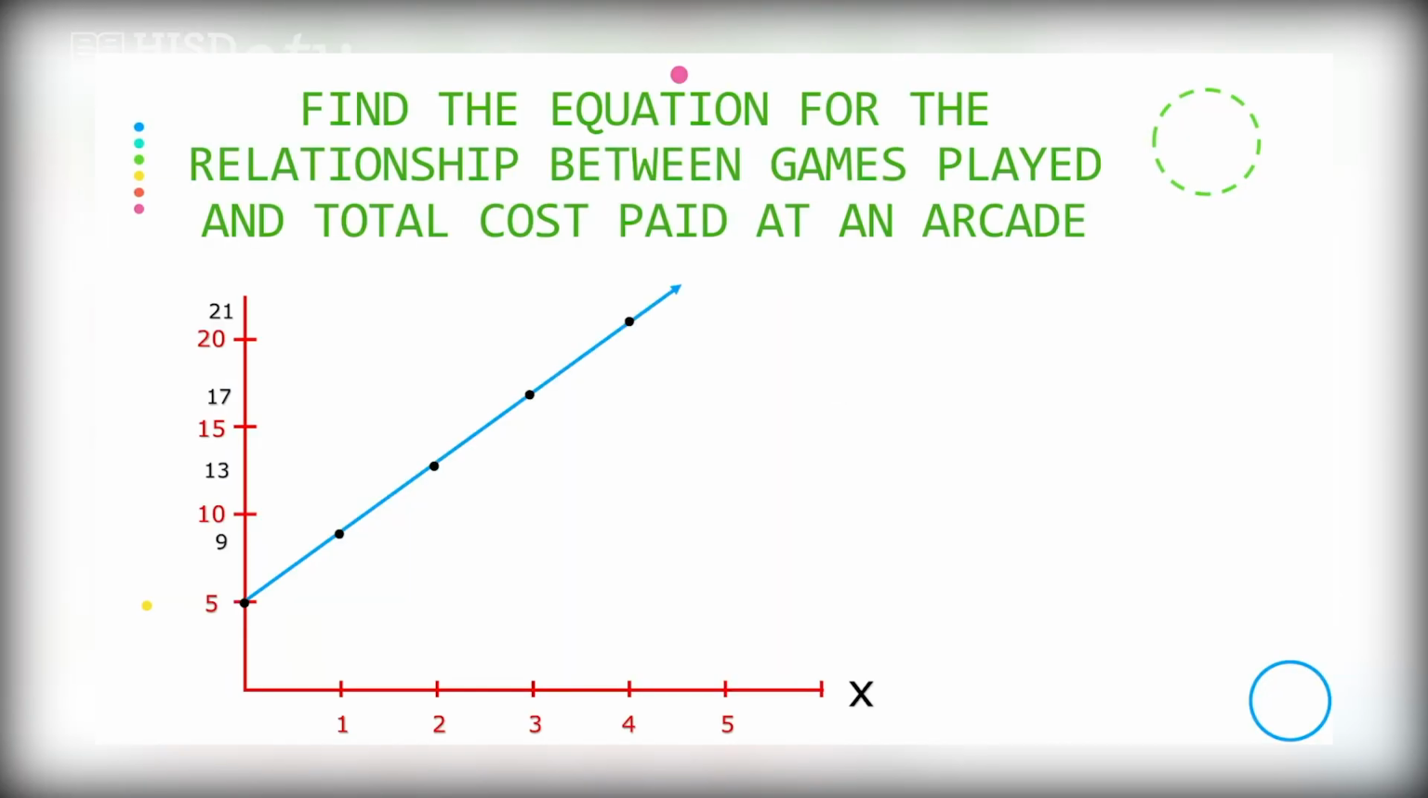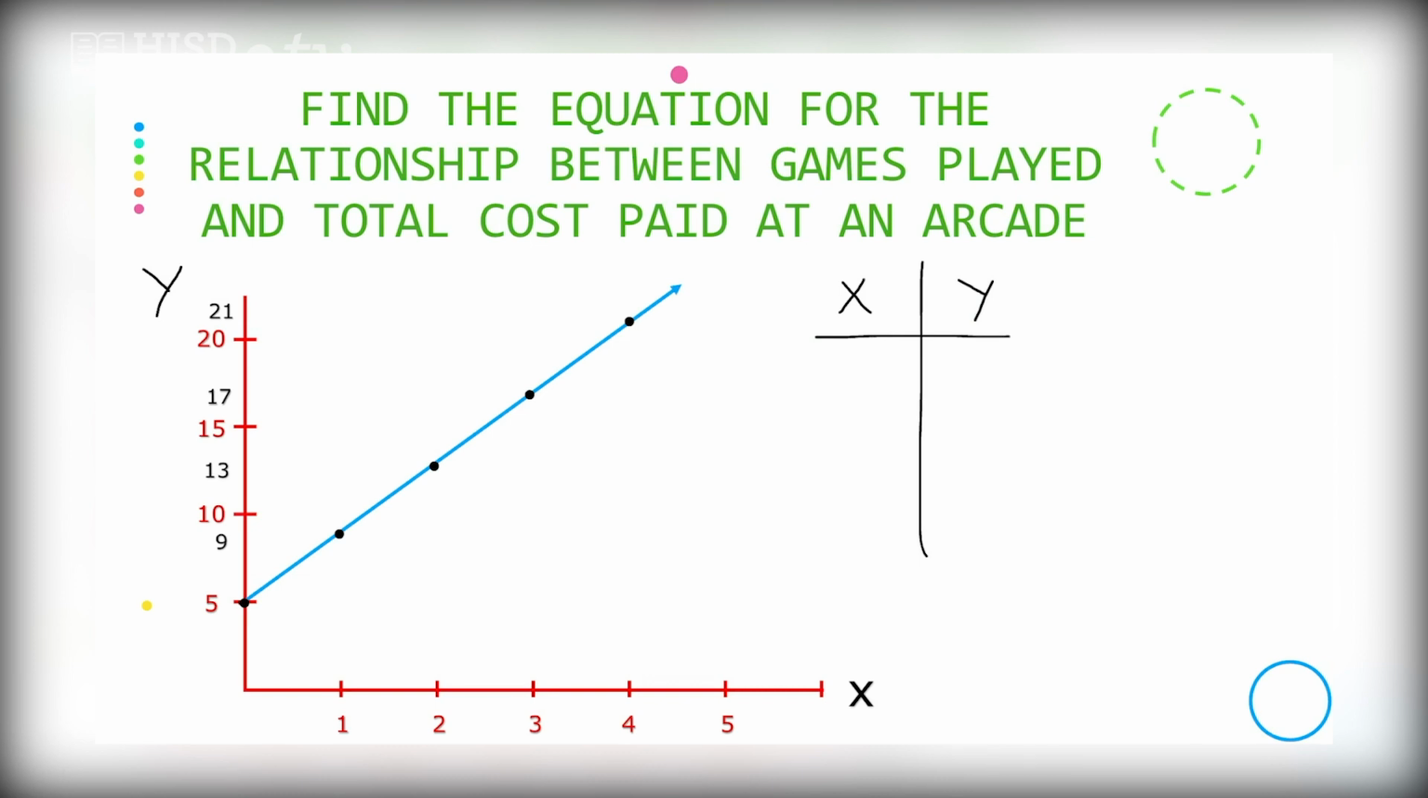In this problem, we're going to find the equation for the relationship between the games played and the total cost paid at an arcade. And we have this one representing the x's and the y's on this coordinate plane. So in order for us to find the equation of a line from a graph, the first step will be for us to start with a t-table, where one side is going to represent the x values and the other side is going to represent the y values.